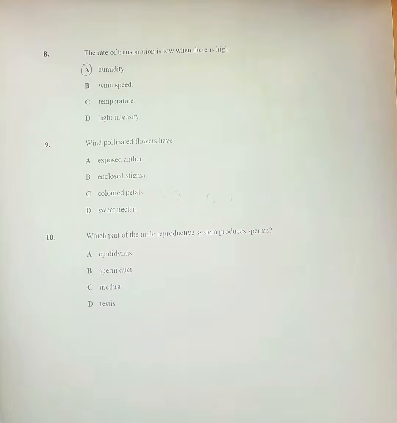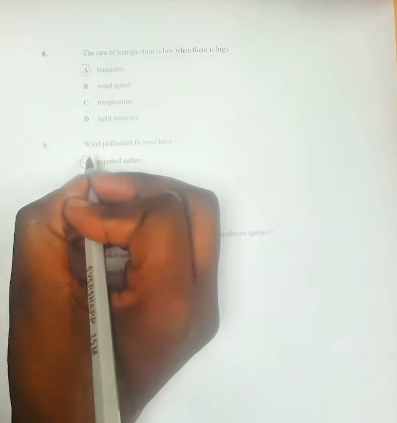And then number 9, wind pollinated flowers have. The correct answer is A, which is exposed anthers. So I'm going to explain number 9. The wind pollinated flowers have exposed anthers.